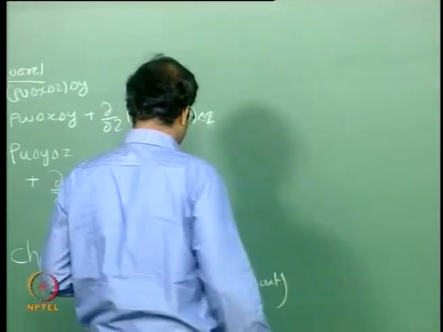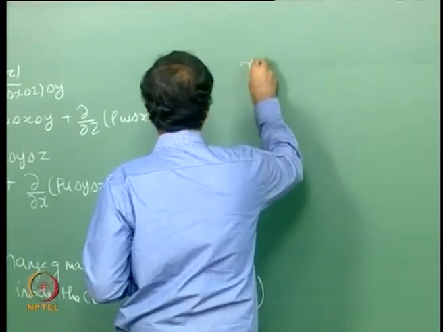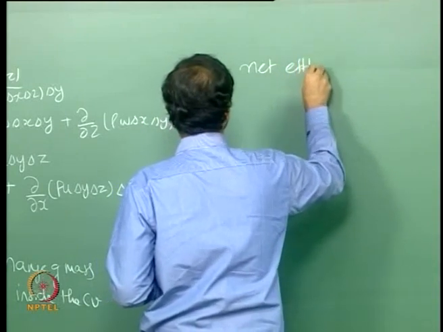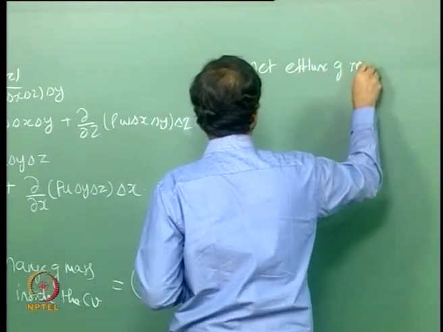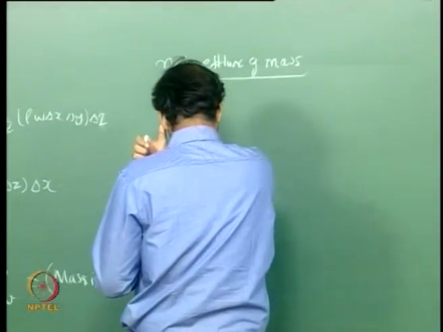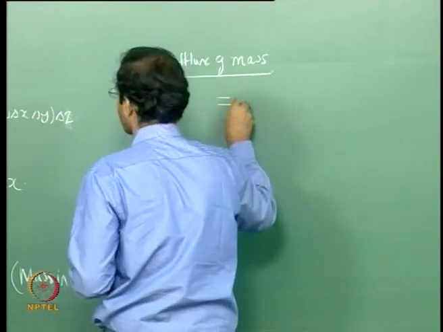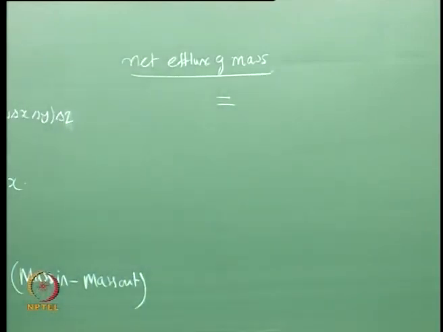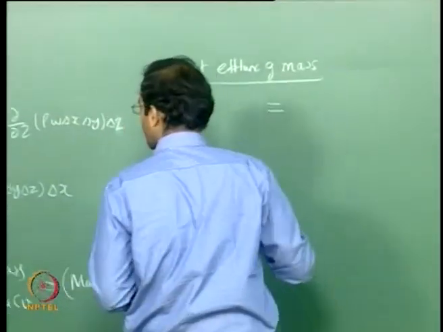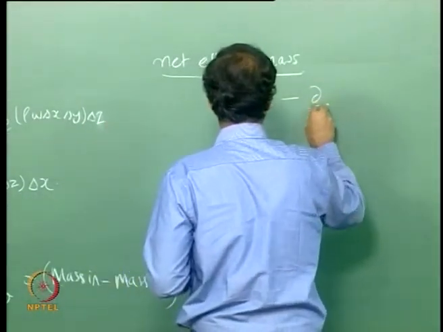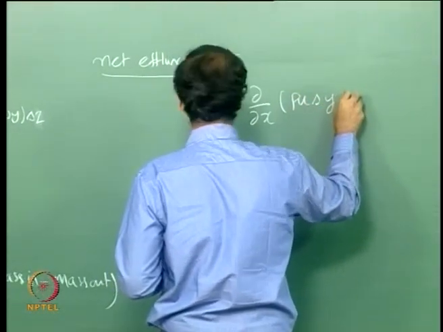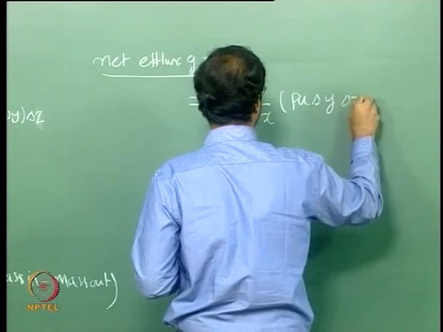Therefore, if you look at the net efflux of mass through the control volume boundaries or surfaces, which is basically mass in minus mass out, I can subtract in each direction. In the x direction, for example, the mass which is entering minus the mass which is leaving is minus d by dx of rho u delta x delta y delta z.